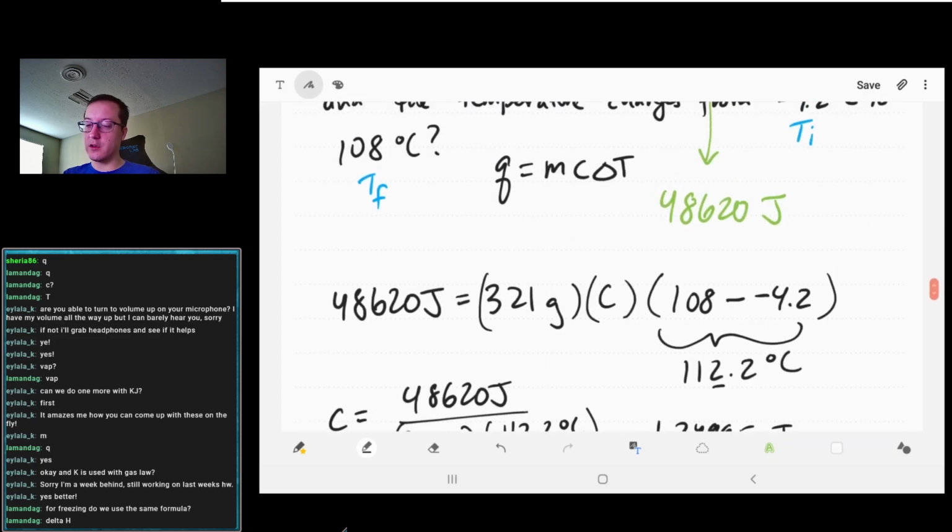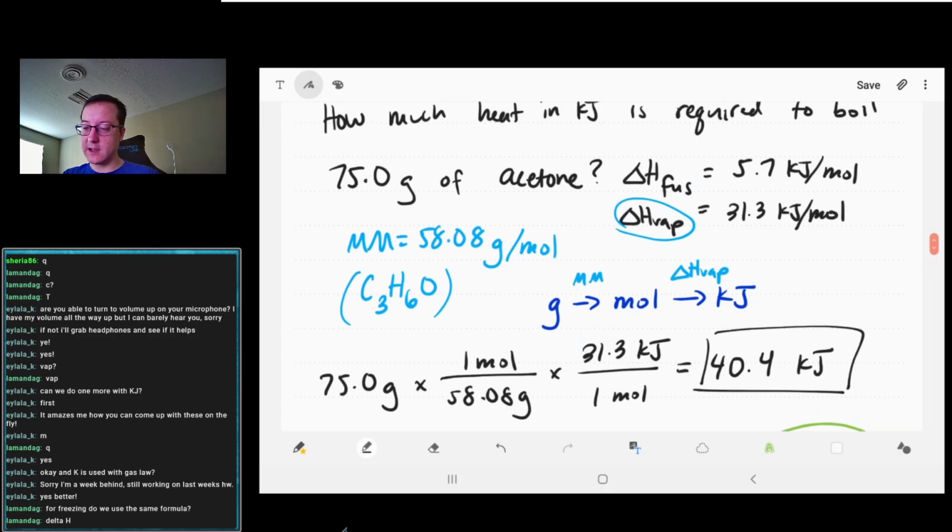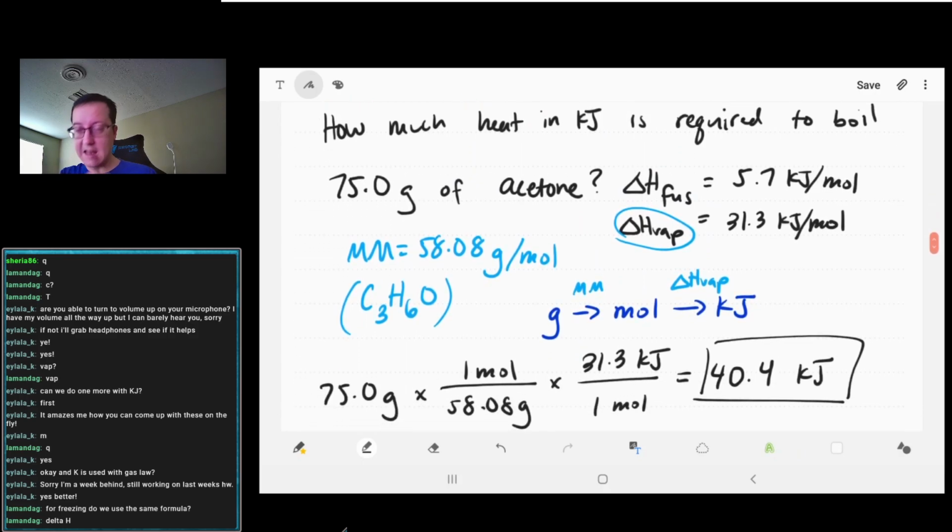Yeah, so if you wanted to instead melt that acetone, you would just use the other delta H, and that's it. So instead of 31.3, you would use 5.7, and poof, there's your answer.